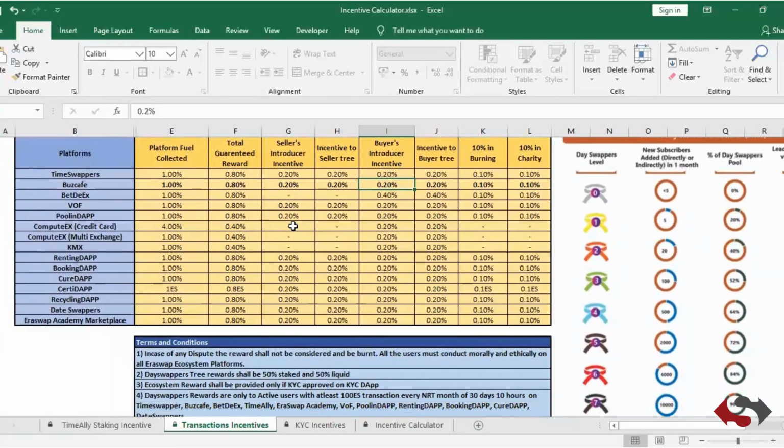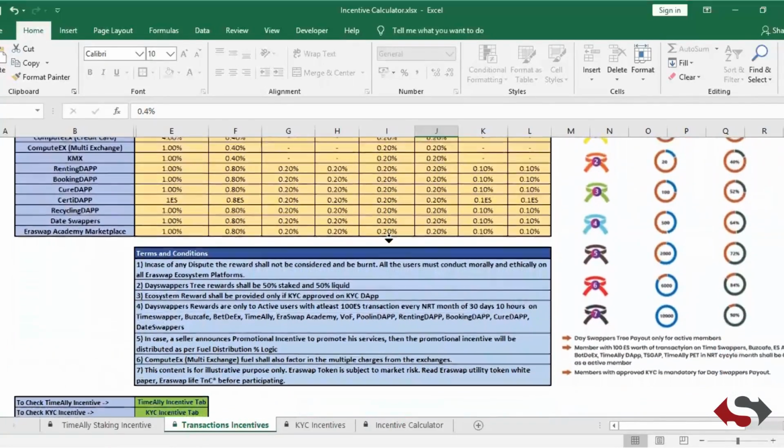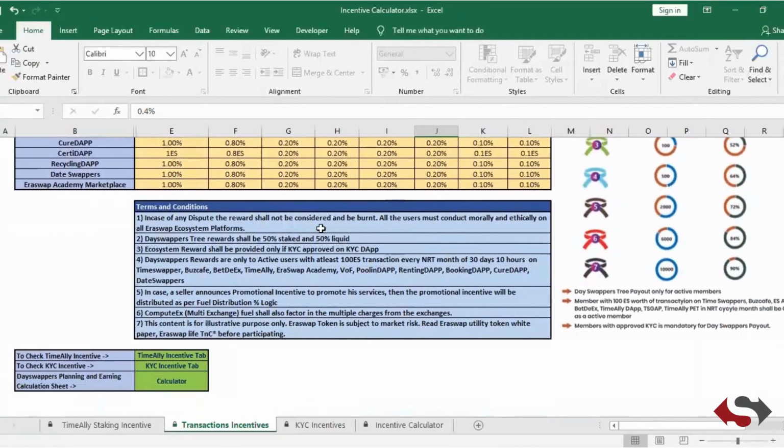Similar to the previous, these introducer incentives shall be provided in liquid, while these three incentives shall be provided 50% stake, 50% liquid, and according to this tree. So first, just let me read out the terms and conditions. In case any dispute is there, then the tokens will be burnt.